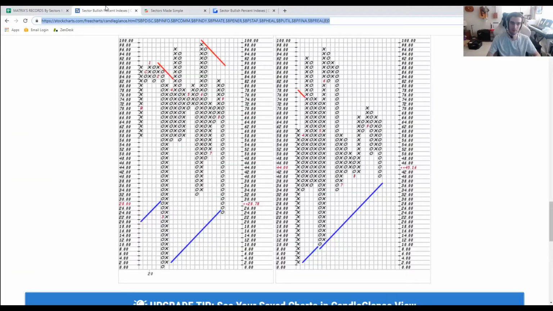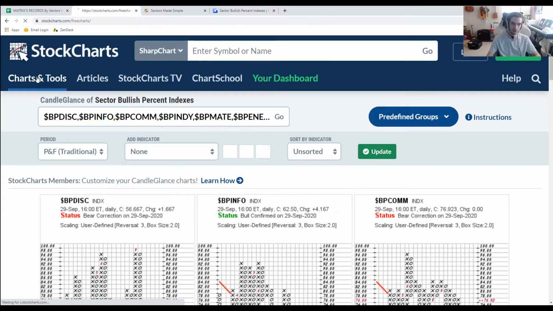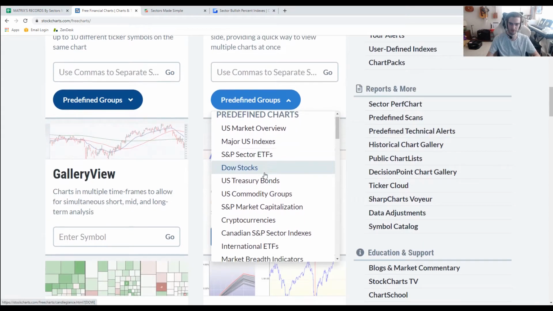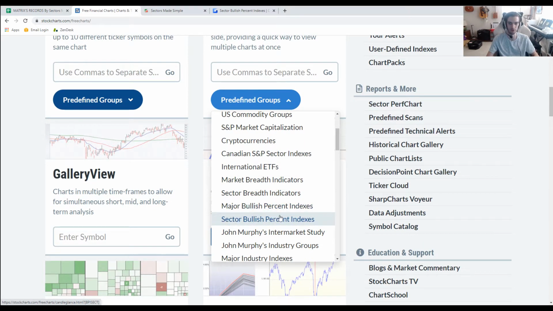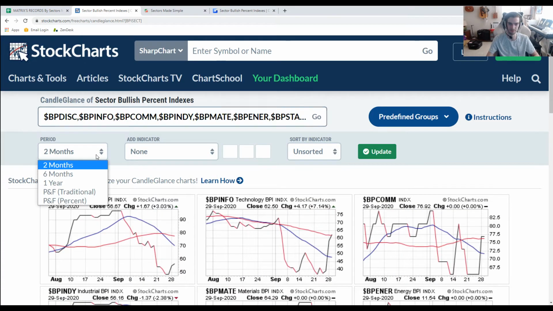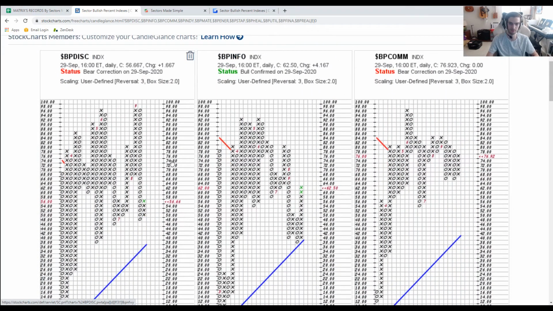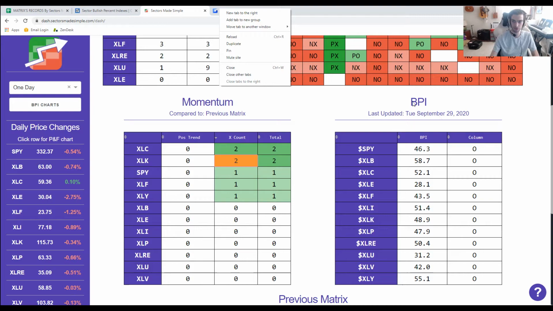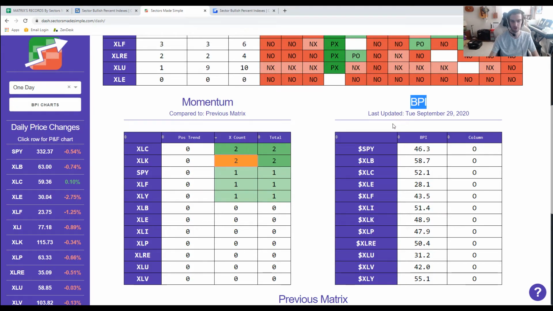So again, if we go here to stock charts, charts and tools, candle glance, predefined groups, scroll down to sector bullish percent indexes, P&F traditional. This is how we get our S&P 500 sector bullish percents. These will be different than the bullish percent index that you see on the matrix, because the matrix looks at the entire New York Stock Exchange, not just the S&P 500.